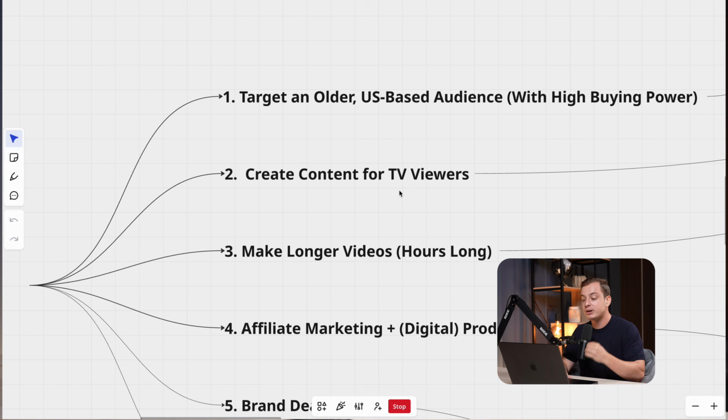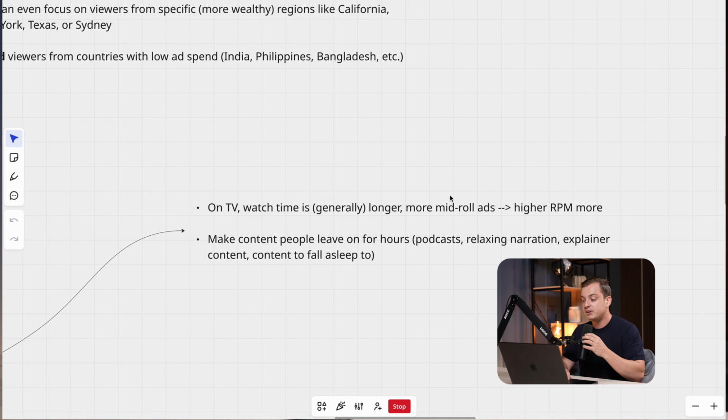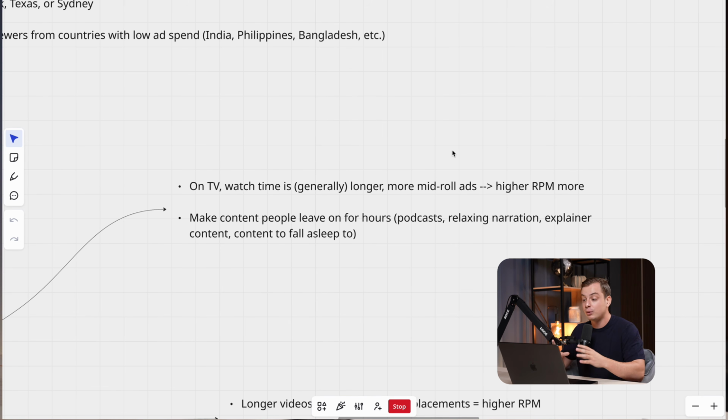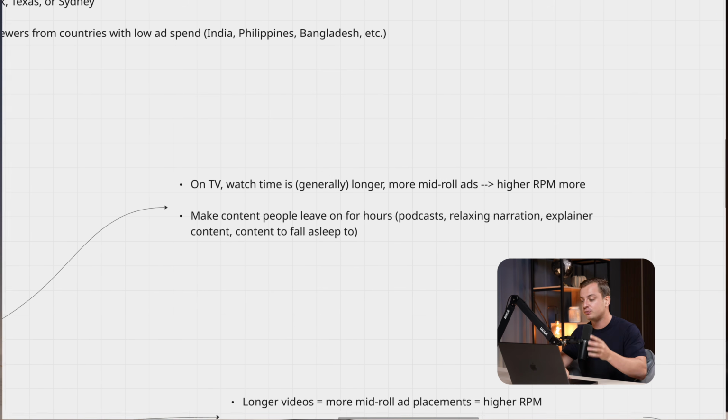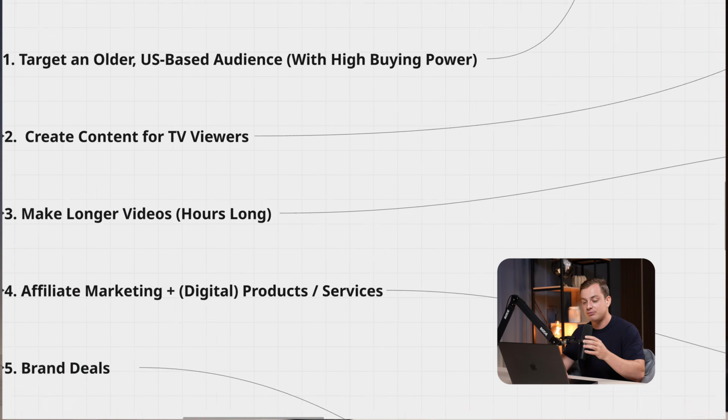Number two, we want to create content for TV viewers. TV has become the number one source where people actually watch YouTube. People watch on TV way longer, and they serve higher premium ads as mid-roll ads. So that means the RPM, how much we earn per 1,000 views, goes up. People also leave their TVs on for hours. They listen to podcasts, relaxing narration, and background content when they're having dinner, content they don't really pay attention to, and you for sure see this during Q4 every single year.